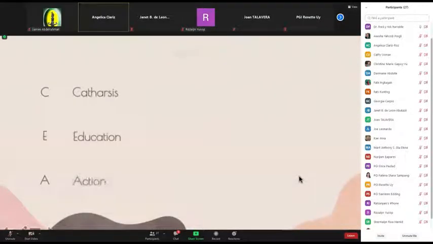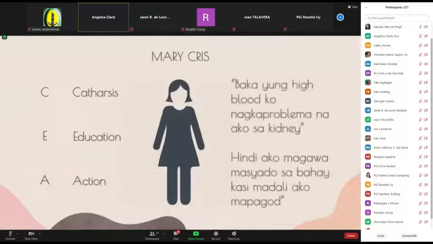CA was also done to Mary Chris. I asked Mary Chris what she thinks she has and she verbalized her thoughts as baka yung high blood ko, nagka-problema na ako sa kidney. And I asked her why she thinks she has this condition and what her fears, and she responded, hindi ako makagawa masyado sa bahay kasi madali akong mapagod.